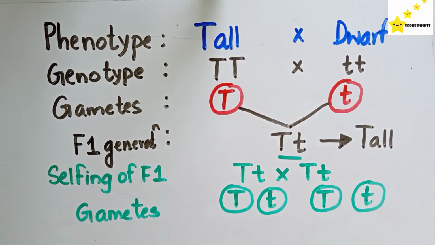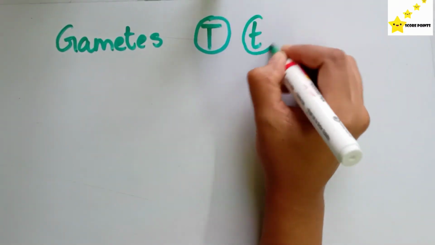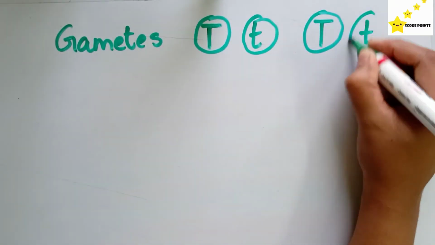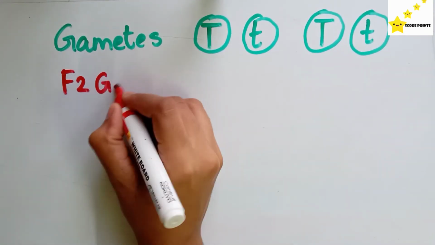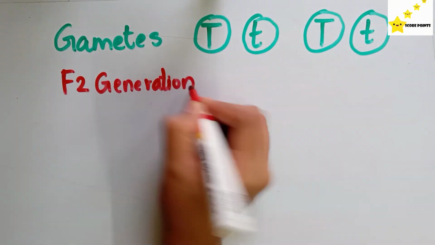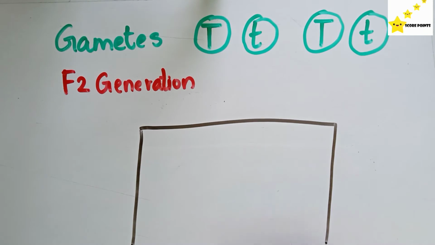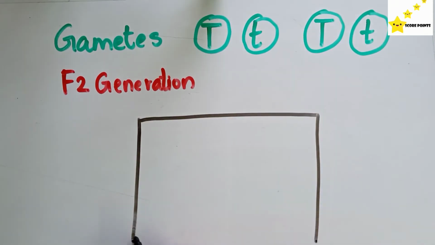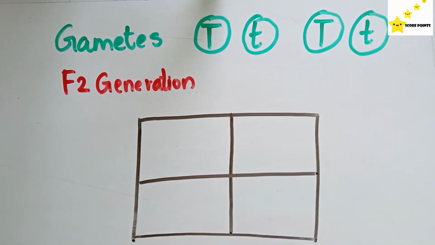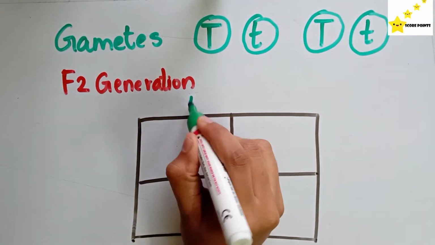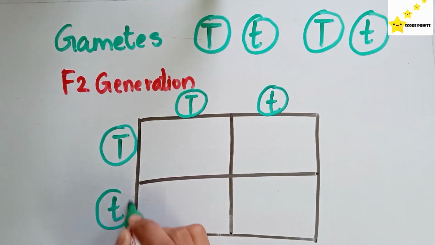Now we are going to draw a checkerboard. For that, I'm writing the gametes. These gametes are segregated by selfing of the F1 generation. For writing the F2 generation, or the second filial generation, we have to draw a checkerboard. You should draw 4 columns for the monohybrid cross. Now we have to write the gametes above, that is the gametes which we have segregated from the F1 generation.